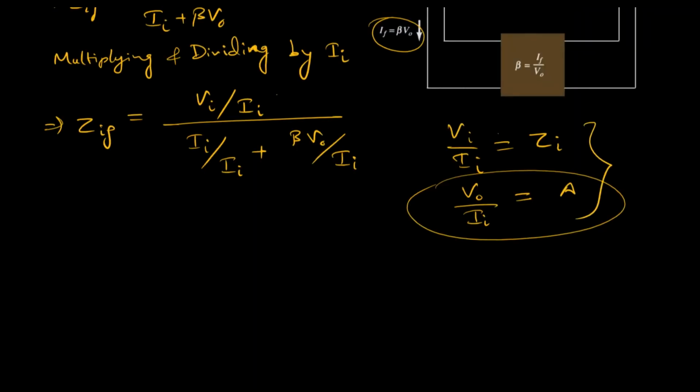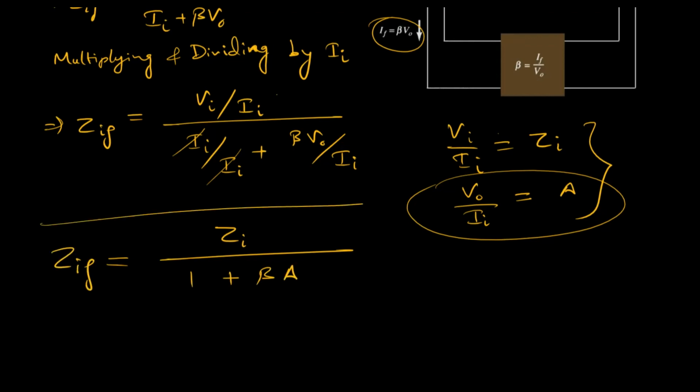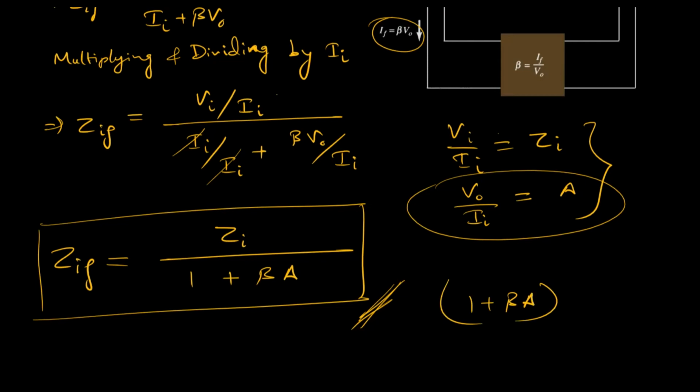So I'll replace these values with Zi and A, and obviously the Ii will get cancelled out. So we are ultimately left with Zi in the numerator over 1 plus beta times, in place of Vo over Ii, I'll write A. So again, you can notice that the feedback input impedance is being reduced due to a parallel connection. That means whenever we have parallel connection type or shunt connection type, we'll observe a drop in the impedance value, and that drop will be by the same amount, 1 plus beta A, every time.